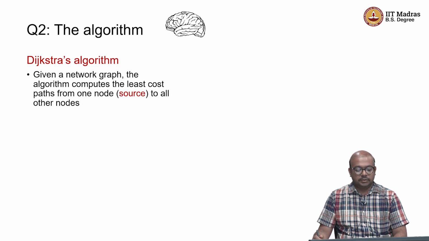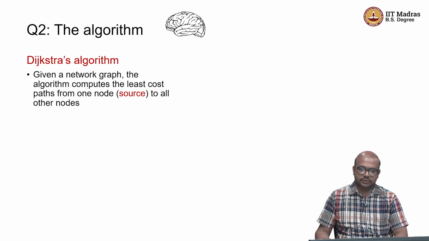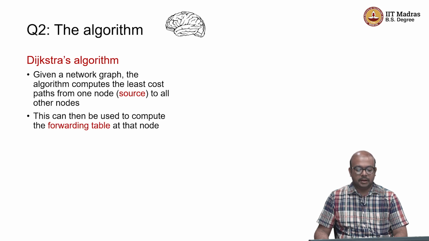So, given a network graph, the algorithm computes the least cost paths from one node to all other nodes. This is all of you know. The source node is the node from which the messages originate, and the path is what is going to be taken by the message to reach the other nodes. That is what essentially Dijkstra's algorithm does. This can be used to compute a forwarding table at the node.